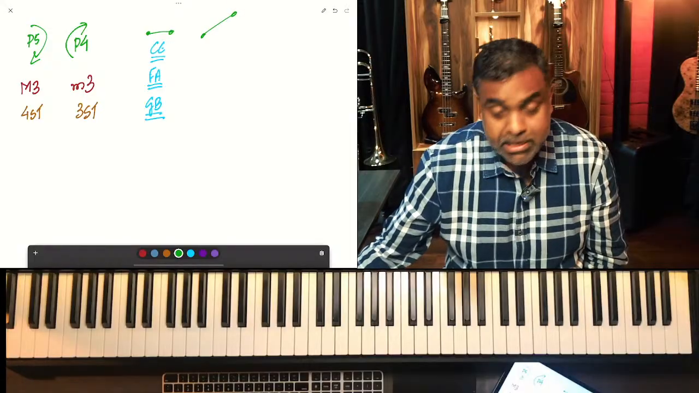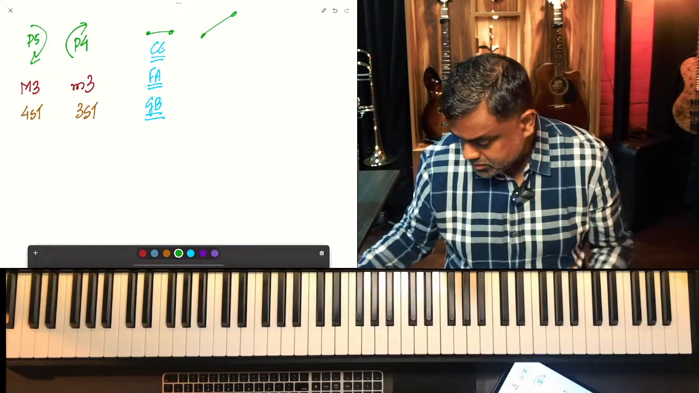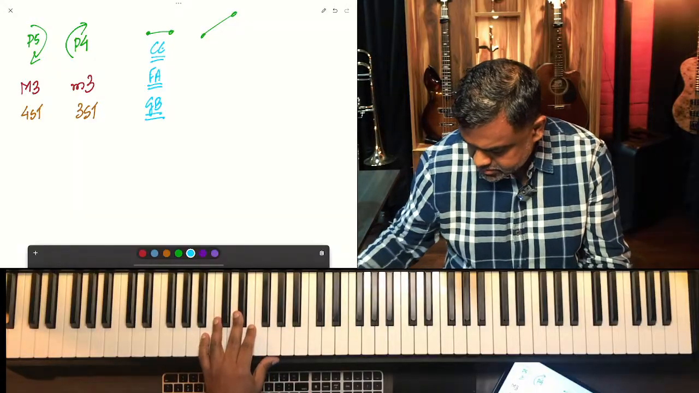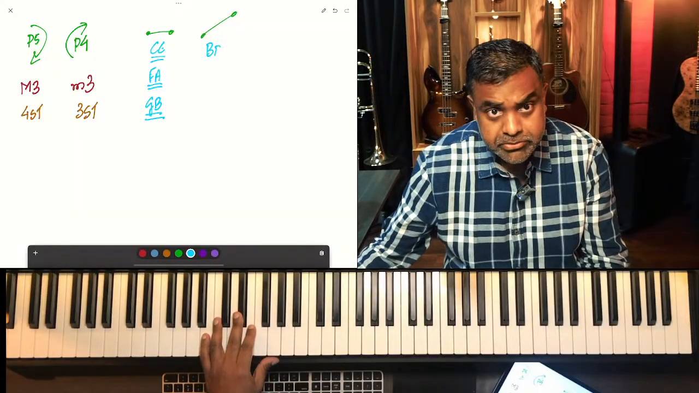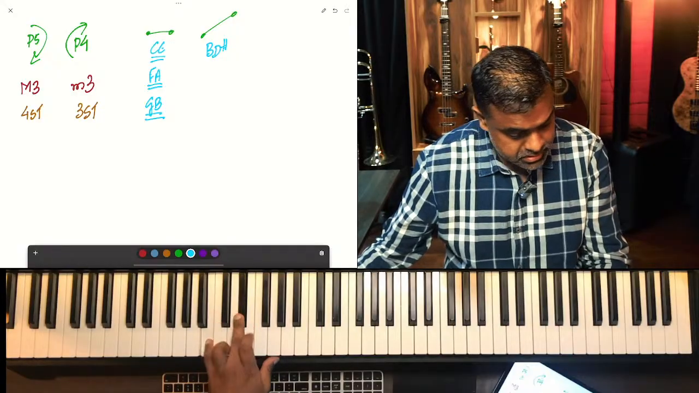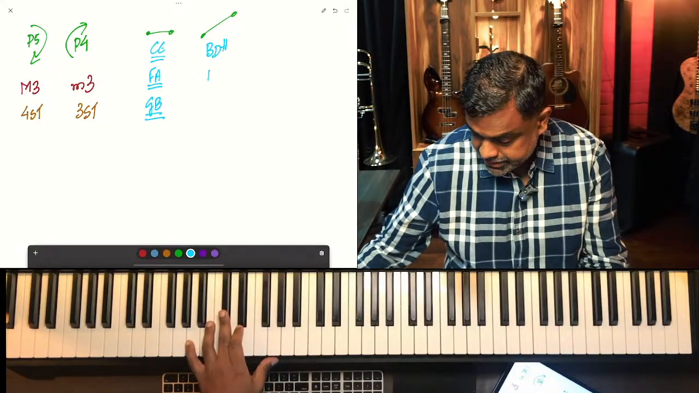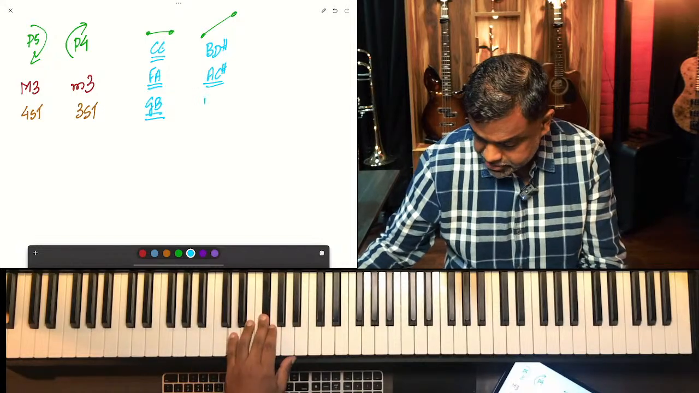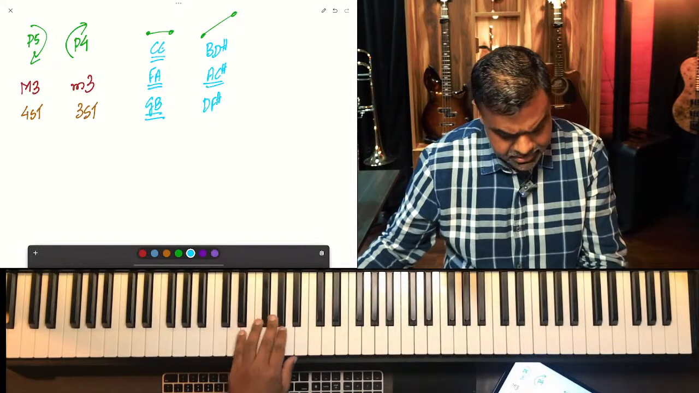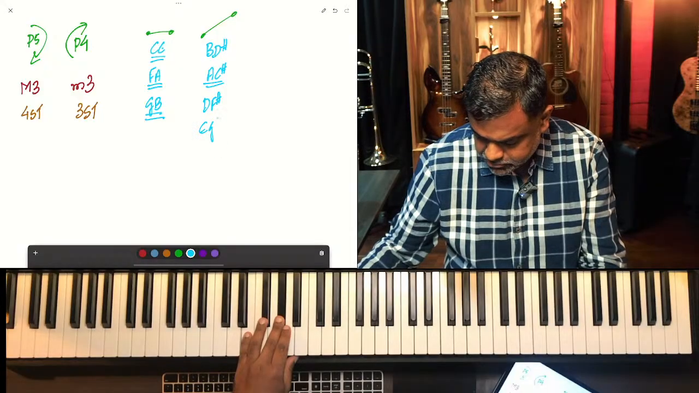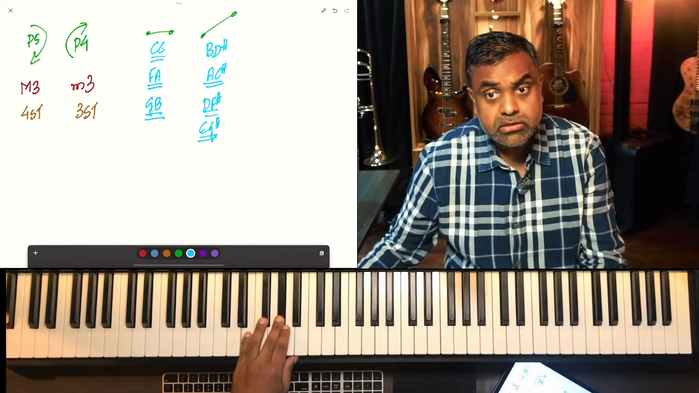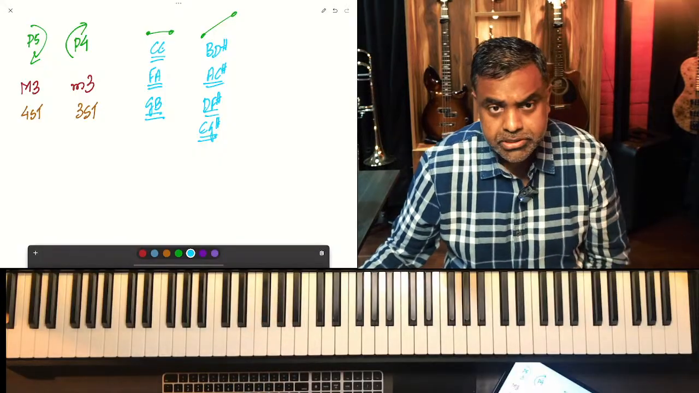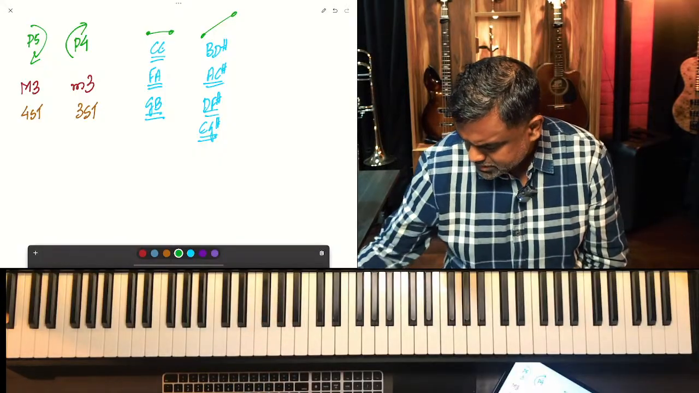You have white-black major thirds. What will be white-black major thirds? Maybe B to D sharp could be white-black, right? Maybe A to C sharp could be white-black. Maybe D to F sharp would be white-black. And E to G sharp would be white-black, and so on. So you have this system going on. There may be a few more, so let's see.